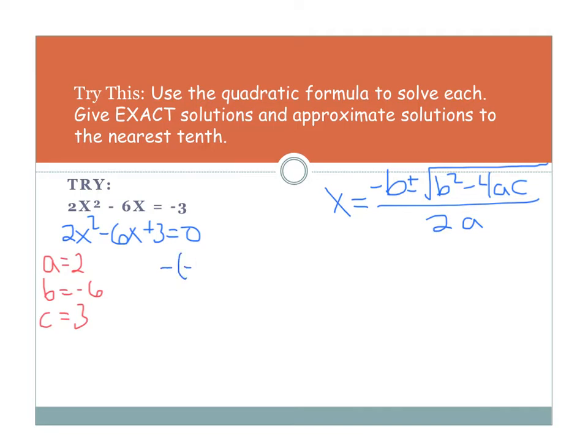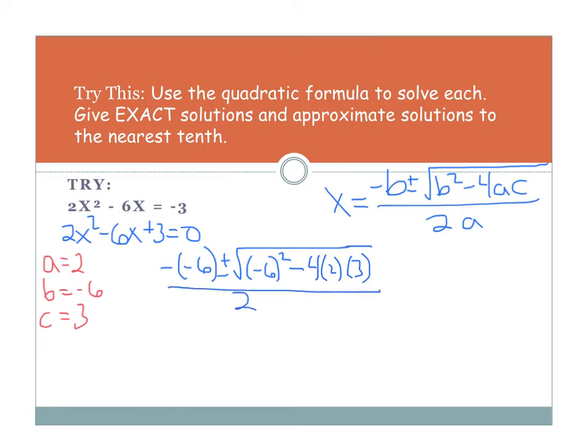So we have negative, and then negative 6 plus or minus the square root of b squared, so negative 6 squared. Make sure you put that in parentheses. A common mistake is to forget that this should be in parentheses, and then when they square it, you get a negative 36, because your calculator doesn't know any better. You got to put it in parentheses there if you're plugging it in your calculator. Times 4 times 2 times 3, all over 2 times a, which is 2. So that's what x equals.